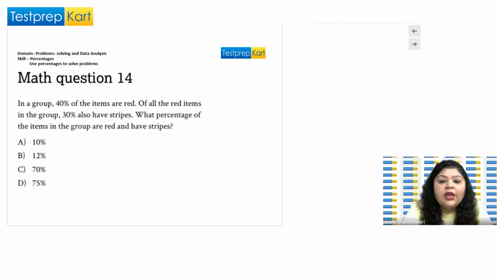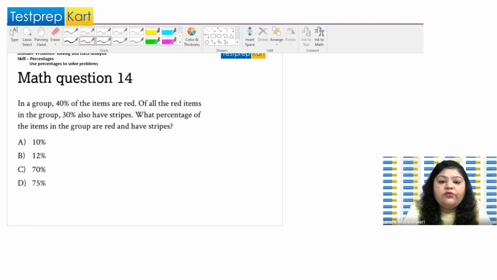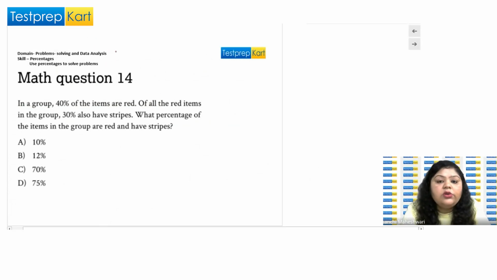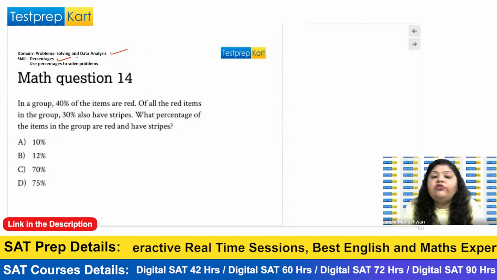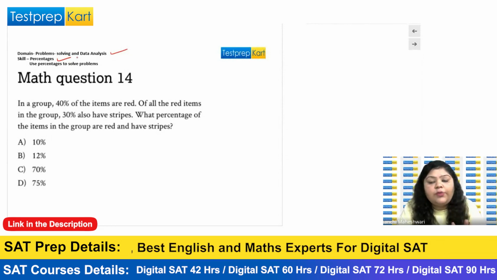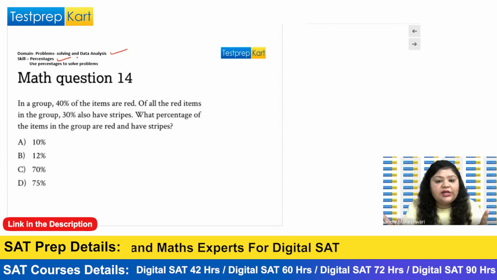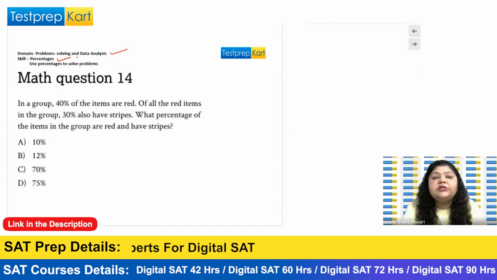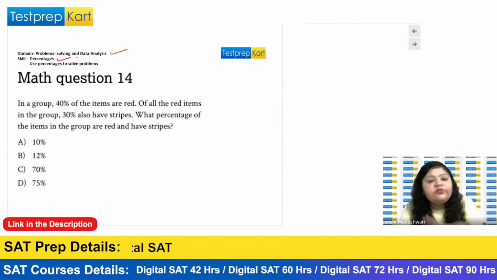14. Okay, have a look. This same question number 14 also belongs to the same module, that is problem solving and data analysis, and from that part it belongs to the percentage. Actually, percentage comes under the arithmetic part. This module has two parts, one is problem solving and one is data analysis. So arithmetic, that means the percentage, comes under the problem solving part.